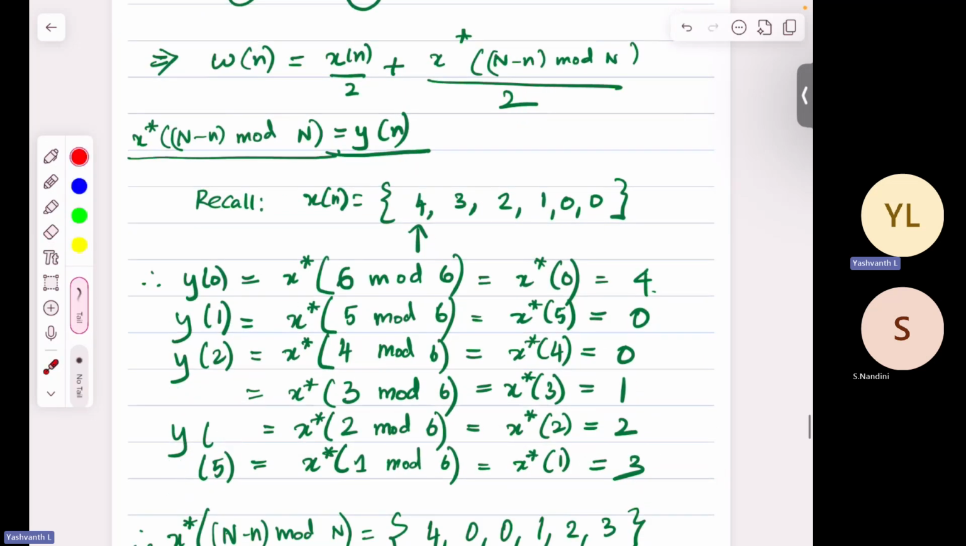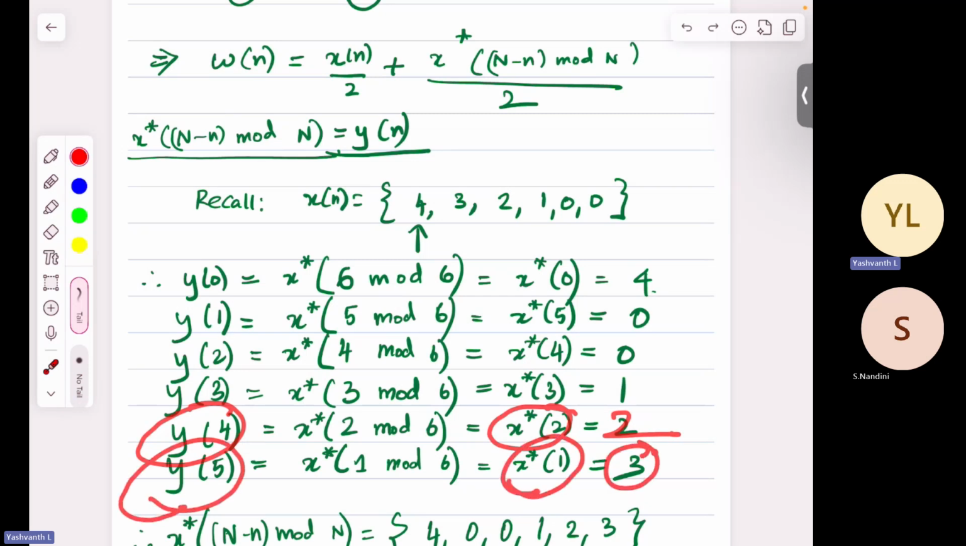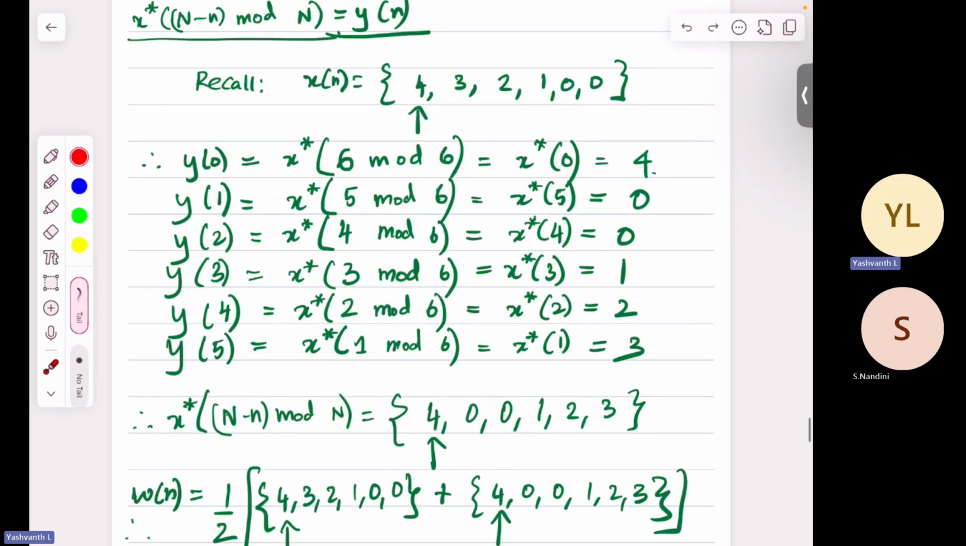Again, y of 4 is x conjugate of 2, which is equal to 2. And y of 5 is equal to x conjugate of 1, equal to 3. Therefore, your y of n, that is x conjugate of (n minus n) mod n, is this sequence: 4, 0, 0, 1, 2, 3, with an arrow mark at 4. Until this point, is it clear?